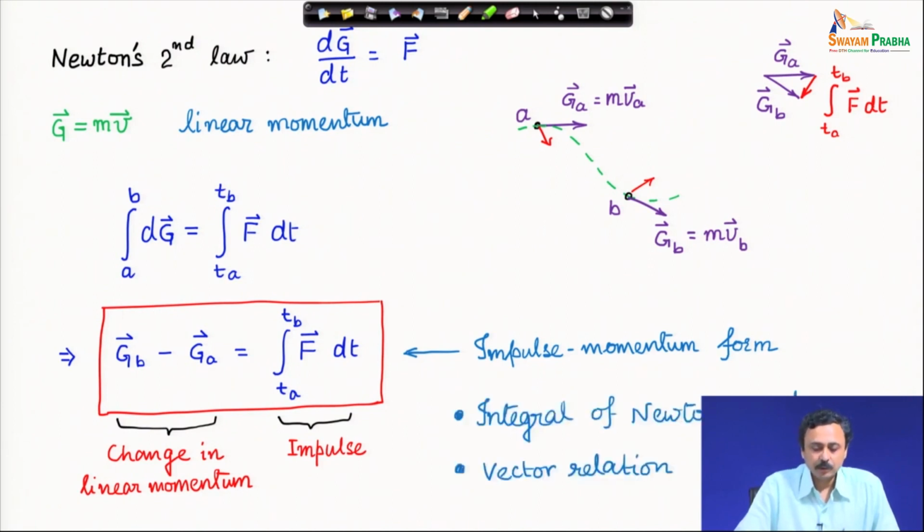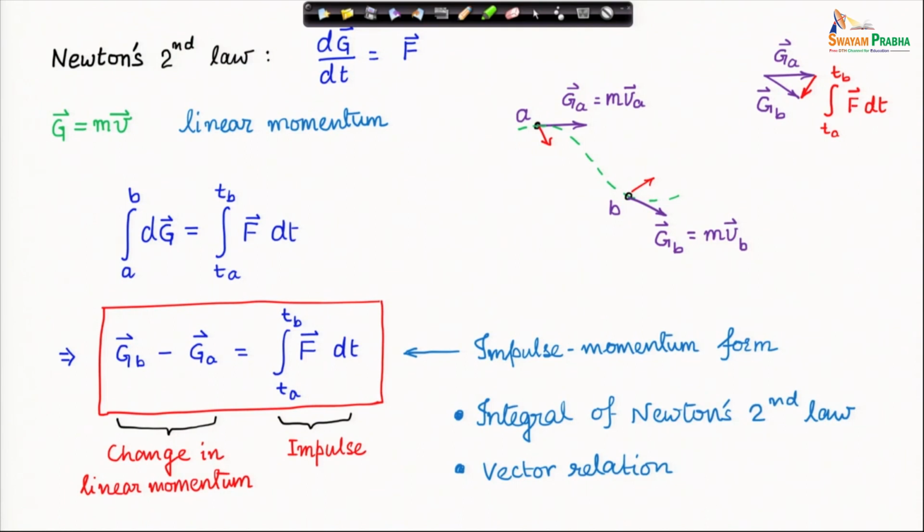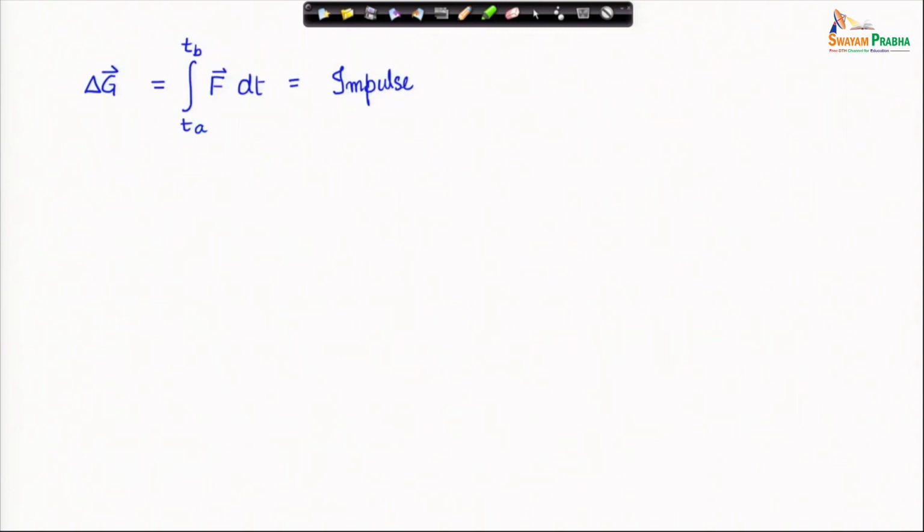As you can very easily notice, this is a direct time integral of Newton's second law, and this gives us a vector relation. Remember that impulse is a vector quantity and that impulse is the change of linear momentum. Change of linear momentum of a particle is equal to the impulse of the force acting. This is the relation, I have rewritten it.